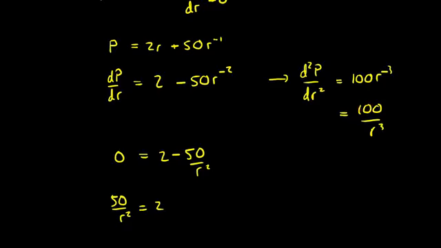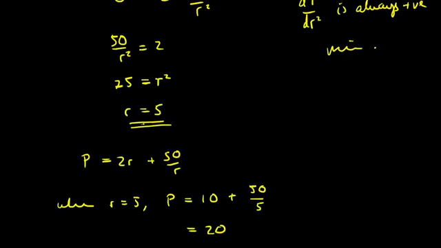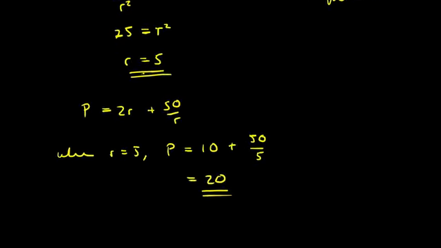So because the second derivative is always positive, what this means is we have got a minimum. Okay? So we know that we've got a minimum value when r is equal to 5, and the minimum value for that perimeter is p is equal to 20.